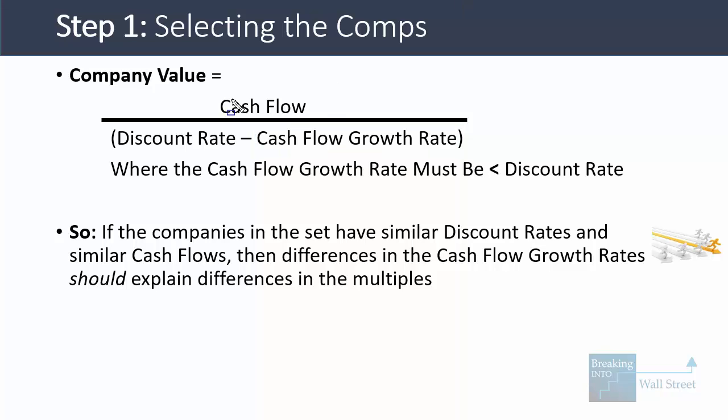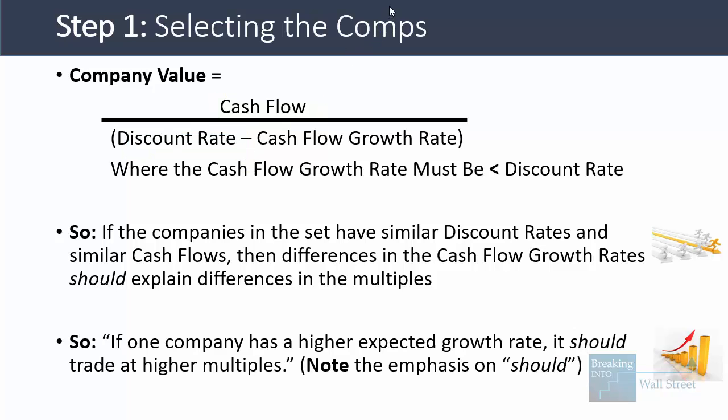We want the cash flows and the discount rates of these companies to be similar so that growth rates and growth differences can explain differences in multiples. Our goal is that if one company has a higher expected growth rate, it should trade at higher multiples. Now, of course, there are many reasons why this doesn't happen in real life all the time, but that is the goal of this analysis.